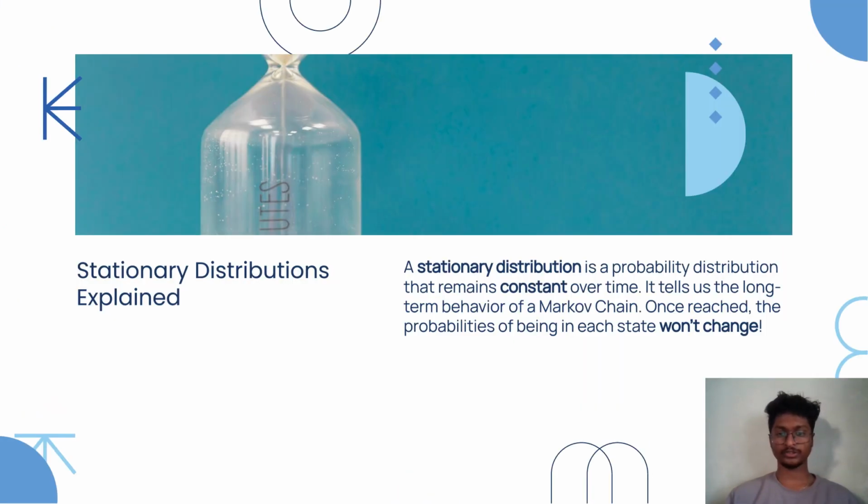Stationary distribution state. Stationary distribution is a probability distribution that remains constant over time. It tells us the long-term behavior of a Markov chain. Once reached, the probabilities of being in each state won't change.